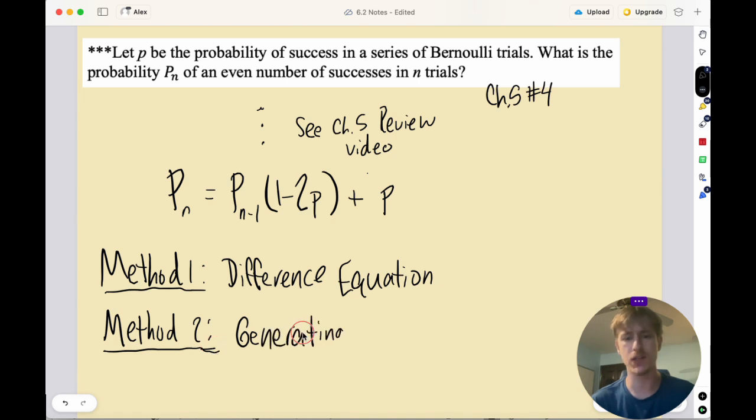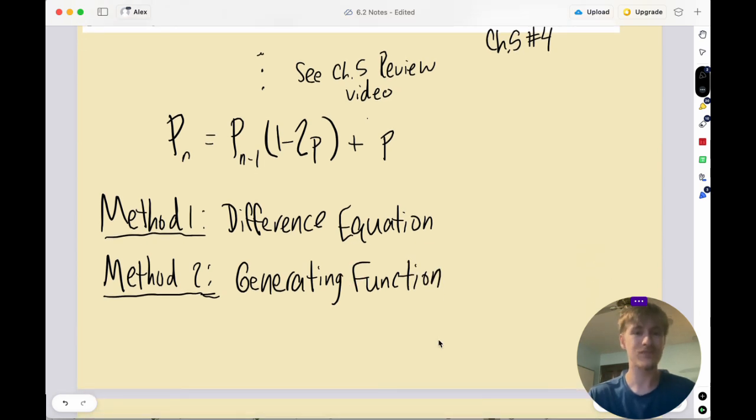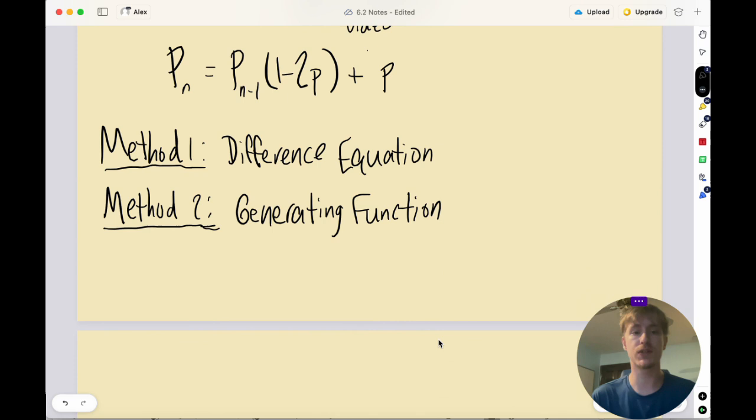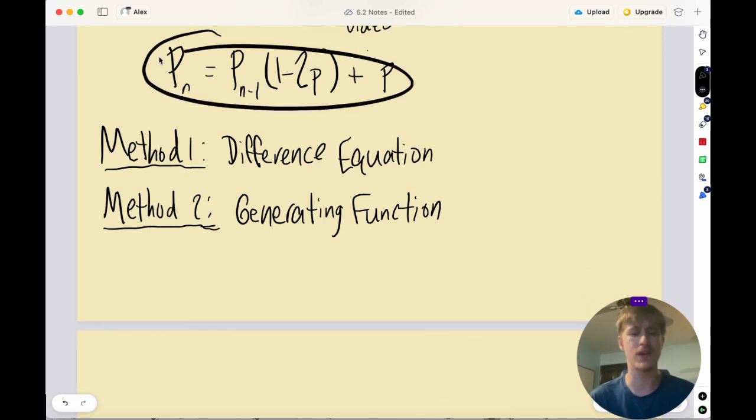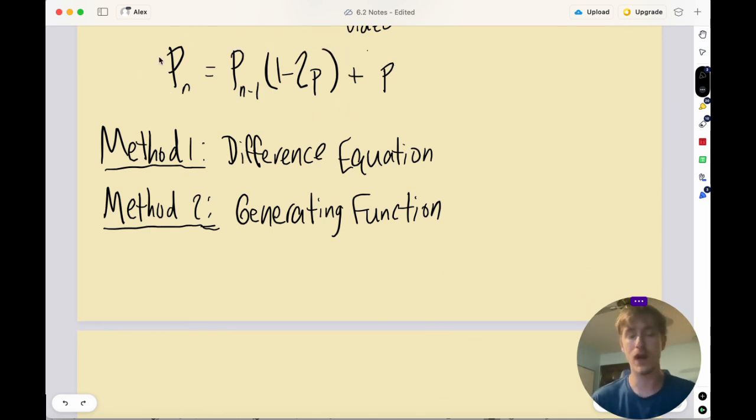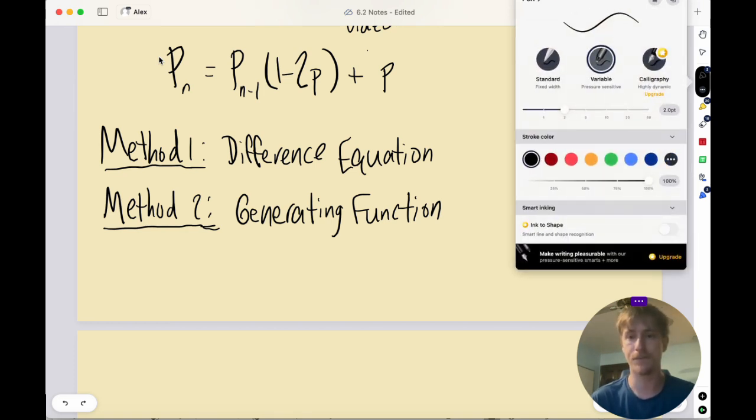Is this way easier? It relies on stuff that we've seen. Let's just leave it at that, okay? So basically the goal is to solve this kind of recursive equation somehow. And the way we're going to do that is we're going to somehow come up with the generating function. Okay, so let's go ahead and do that.